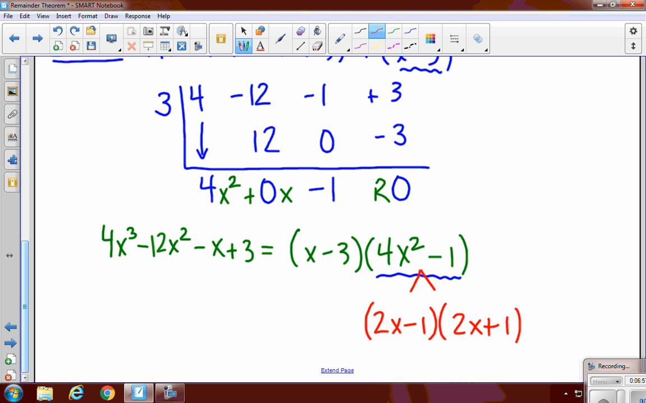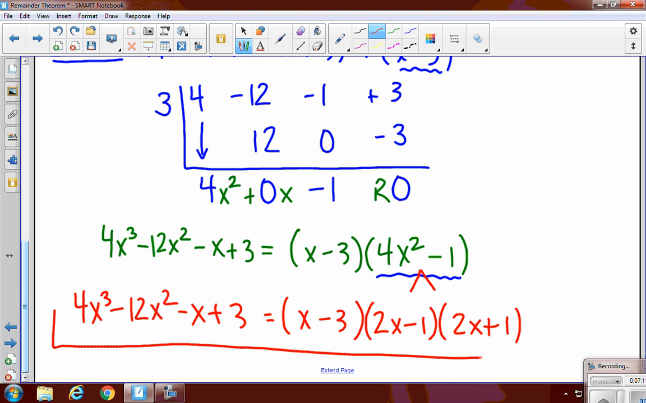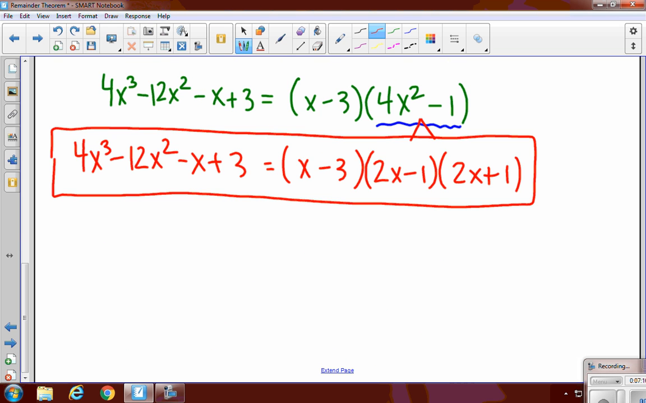That's their factors. This factor remains, x minus 3, which means this big cubic function, 4x cubed minus 12x squared minus x plus 3, fully factored, is x minus 3 times 2x minus 1 times 2x plus 1. That's fully factored. But we could know some things about the graph from here now.